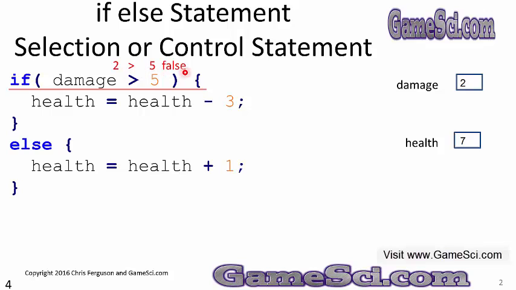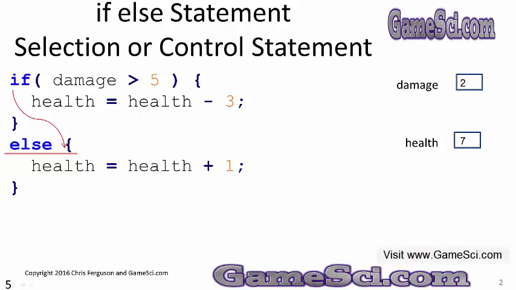2 greater than 5 is a false statement. As a false statement, what's going to happen is we will not execute the if portion, but we'll go to the alternative else portion. So you can see by the line, because damage greater than 5 was false, we're going to go down and execute the else code.